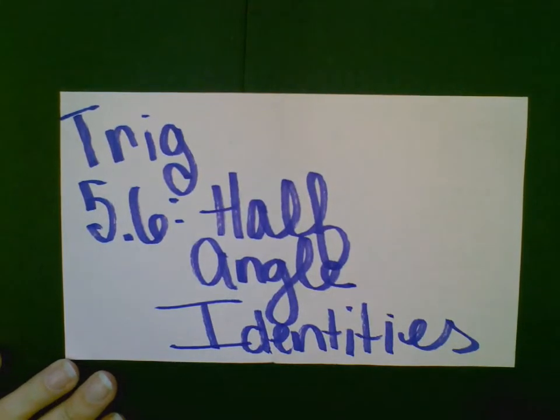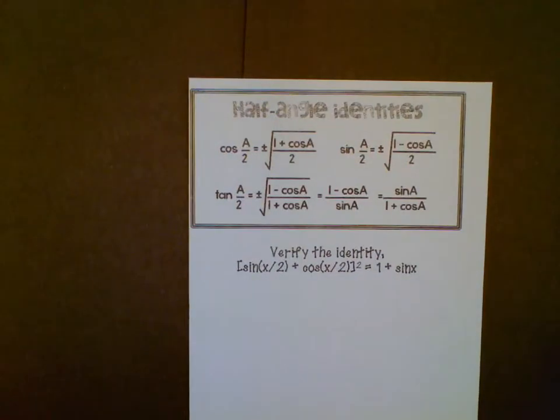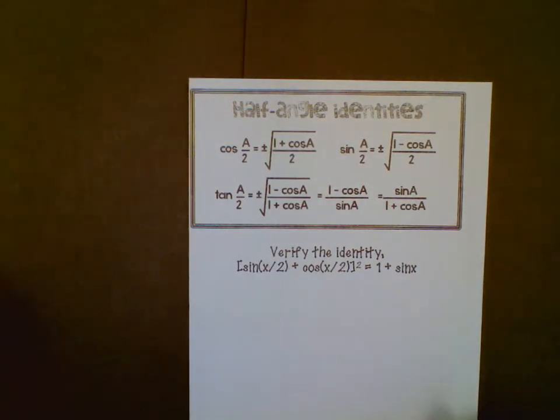Hey guys, so in this lesson we're learning about our half angle identities. In 5.5 we learned about the double angle identities. Those were finding double the angle that you were given. These are finding half the angle that you were given. We're going to start right off the bat verifying an identity.